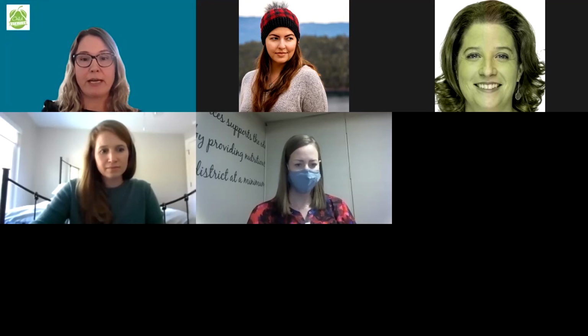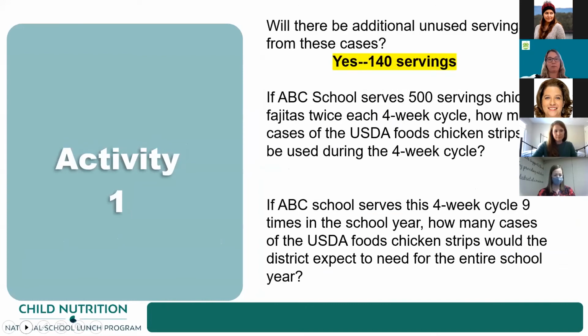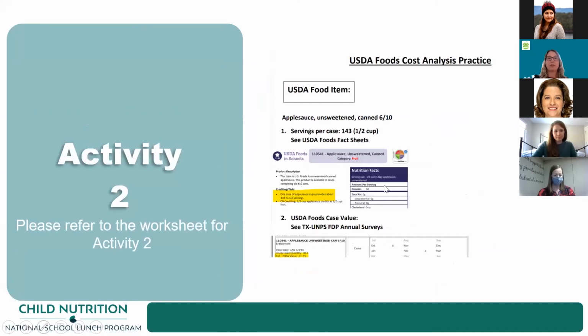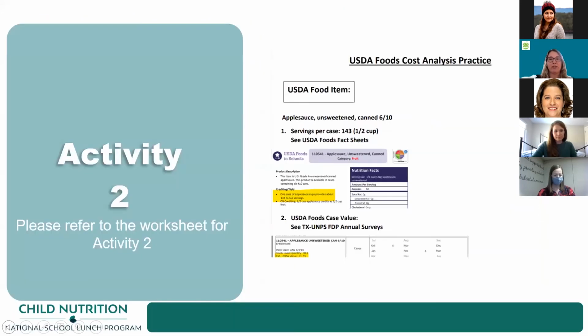If you have already pulled down that spreadsheet, that is great. And then we're also going to be referencing the tool from the second activity, so I'm going to show you that one. Sorry about that. This is the USDA Foods Cost Analysis Practice Worksheet. You're not actually going to have to be doing anything with this, but it's there for your reference, so you can see that it makes sense when I'm filling stuff out. And then Emily just posted that link again if you don't have it.